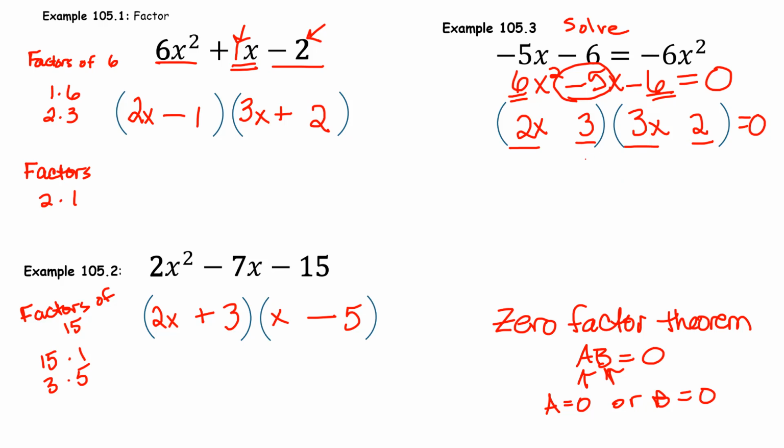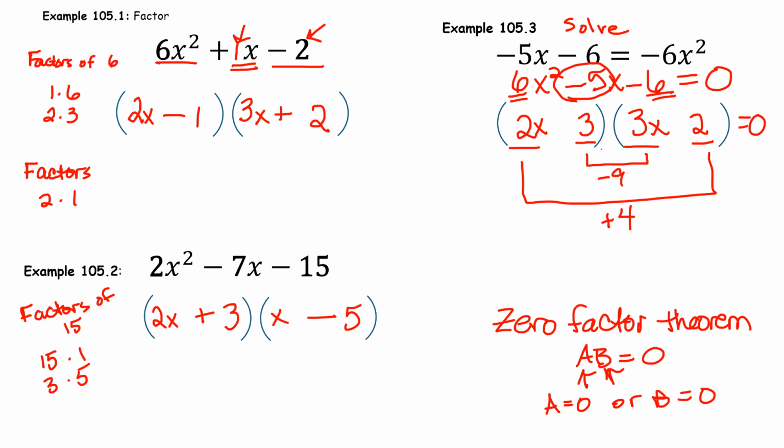Now let's try the means and the extremes again. Here are the means. 3 times 3 is 9. And the extremes, 2 times 2 is 4. Can I somehow add 9 and 4 to get -5? Yes, I can. If I make the 9 negative and I make the 4 positive, I can add that up to -5. And that's what I need to do, is make that happen.